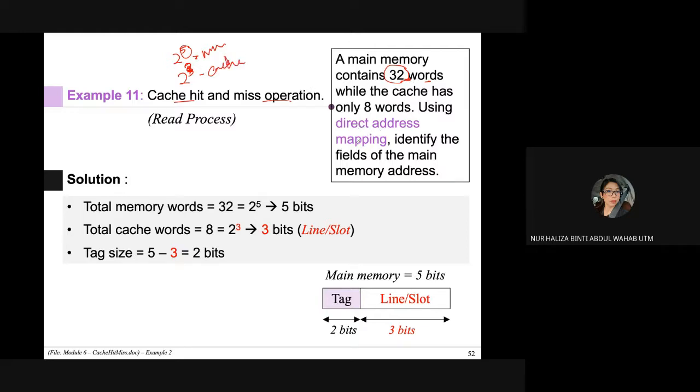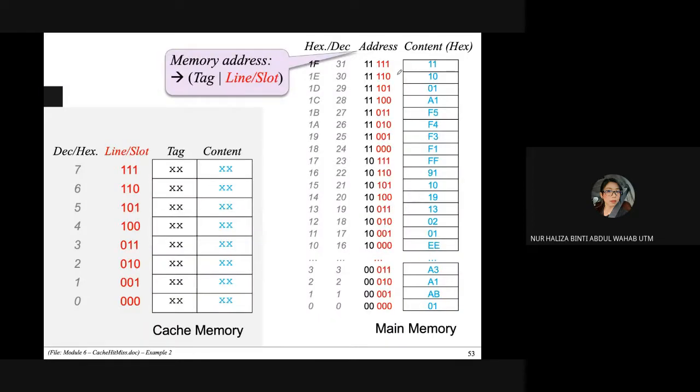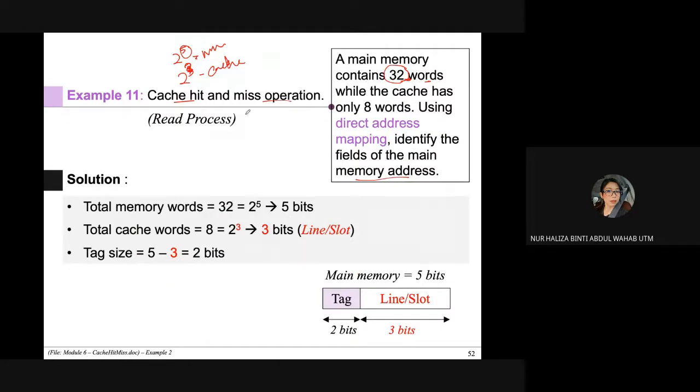Using direct address mapping, identify the fields of the main memory address. You're going to have the main memory address only. If you have 32, how many possibilities is 5 bits? You're going to have 32 possibilities. Dia ada lukis tak panjang? Yes, it has. So you kena lukis on that, which is main memory, but how it looks like. But this one is the format. So daripada sini terlalu senang.